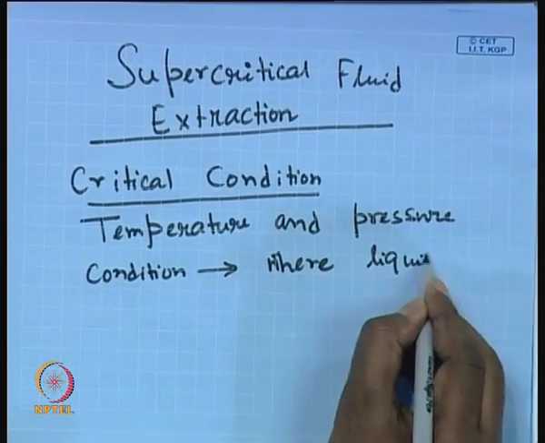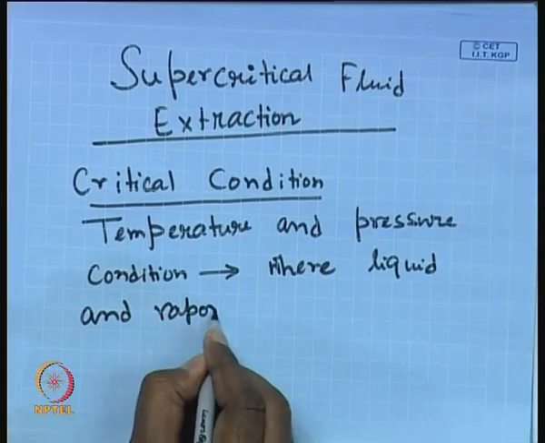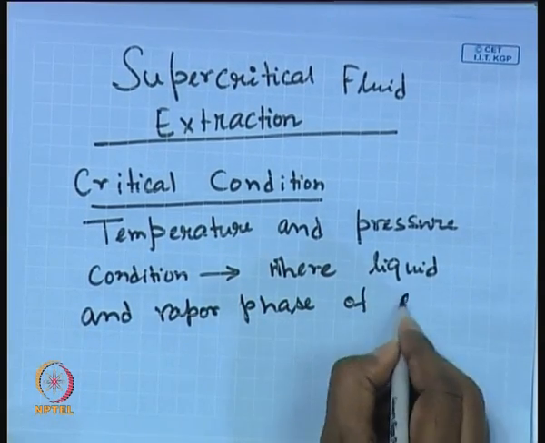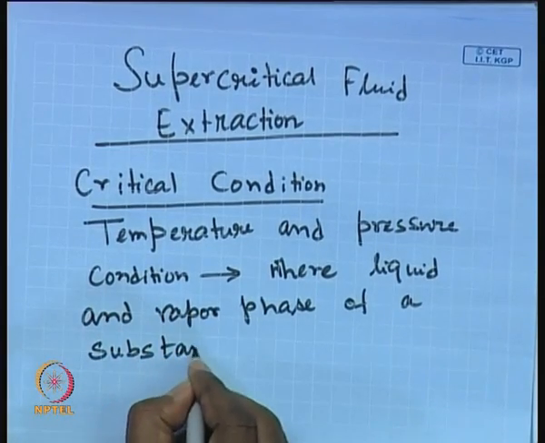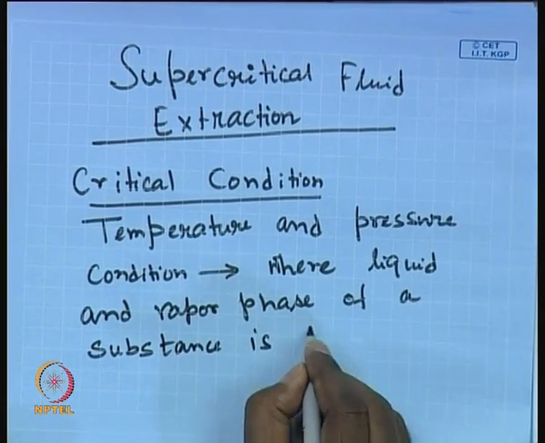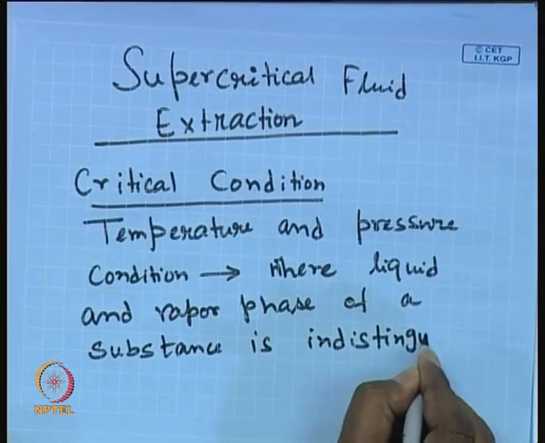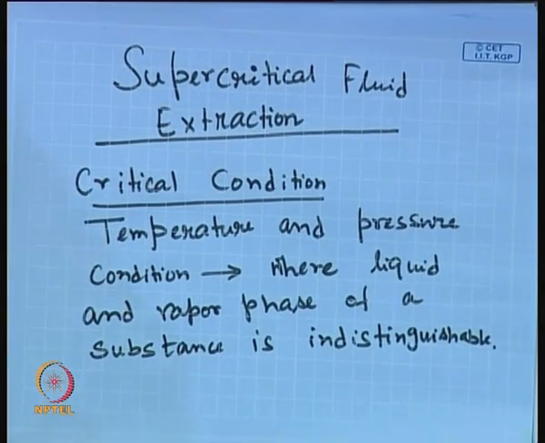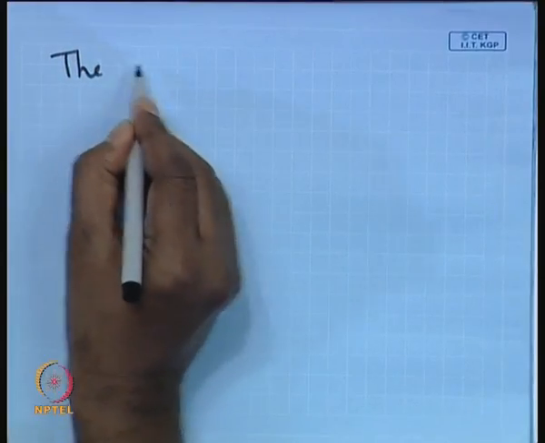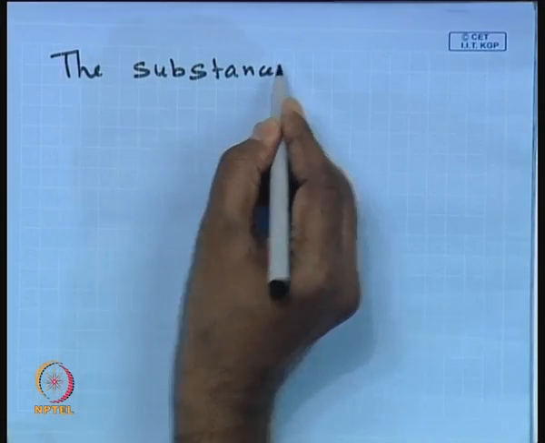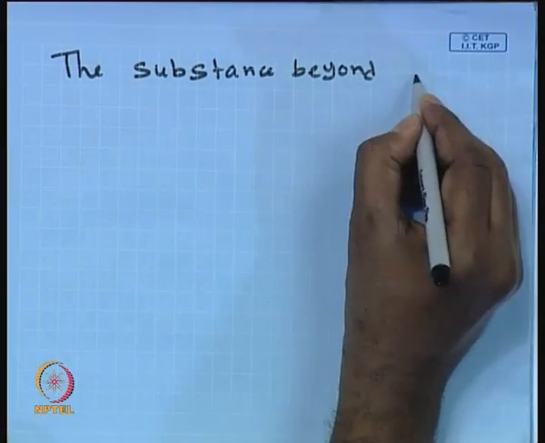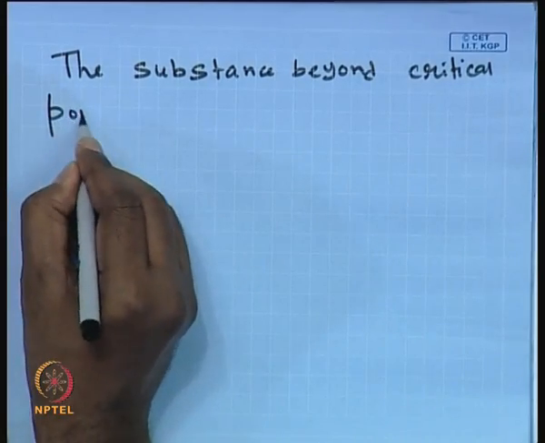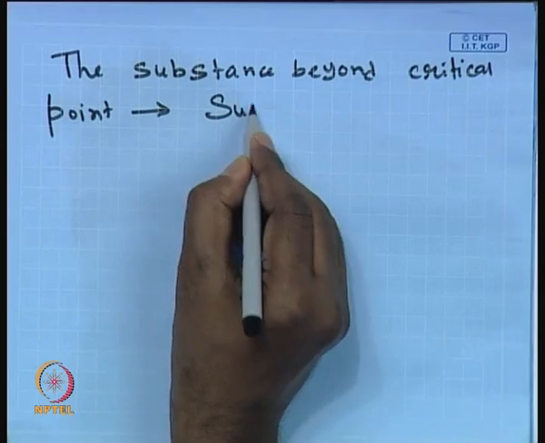where liquid and vapor phase of a substance becomes indistinguishable. Okay. So, at that particular condition, any substance beyond that critical condition, beyond the critical point, is known as the supercritical fluid.